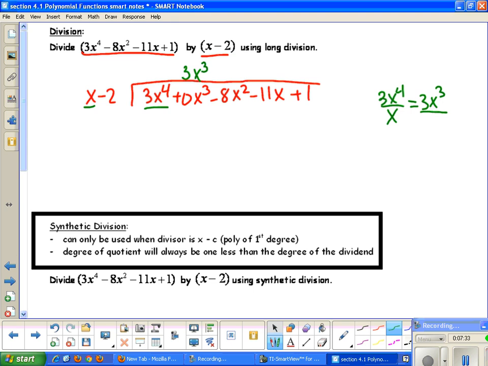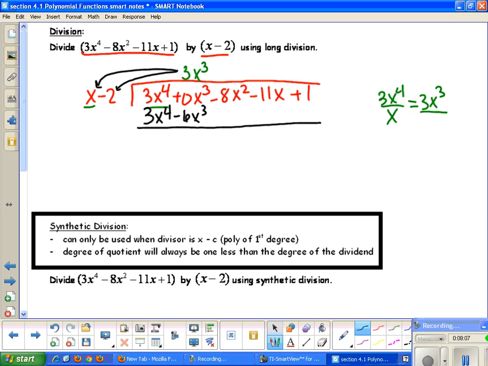Now I take that number, and the next thing I have to do is multiply it. So I'm going to take the 3x cubed and multiply it by the x first and then line it up where it goes. So 3x cubed times x is 3x to the fourth, which we did on purpose so that we could eliminate that first term. Now I have to take this number and multiply it by the negative 2. When I multiply it by the negative 2, I get negative 6x cubed. And that's why we put the placeholder there, so we have a place for if that happens.